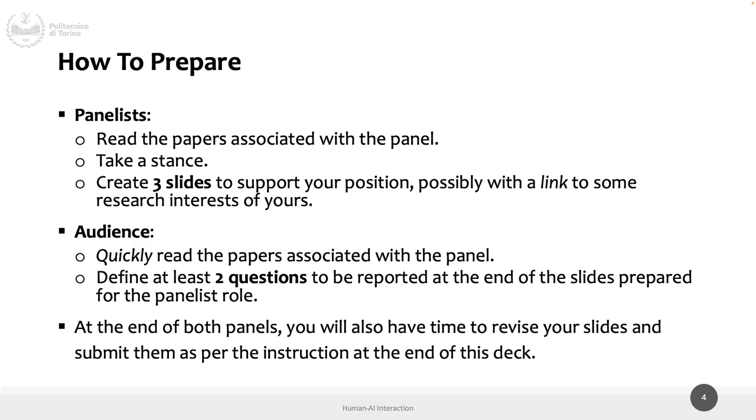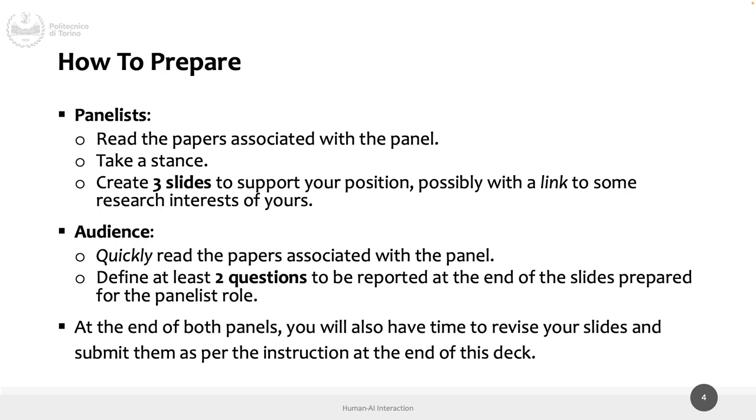Audience. Quickly read the papers associated with the panel. So clearly the panelists should read the paper carefully. The others just skim the paper. And define at least two questions to be reported at the end of the slides prepared for the panelist role. So you will need to prepare slides. Three slides when you are acting as panelist with your position, and one larger slide or more with the questions you would like to ask the other panel when you are acting as audience. And at the end of both panels, you will also have the time to revise the slides if needed and submit them for delivery, because this is one exercise for the exam. So the slides serve as material to prove that you have done the exercise.